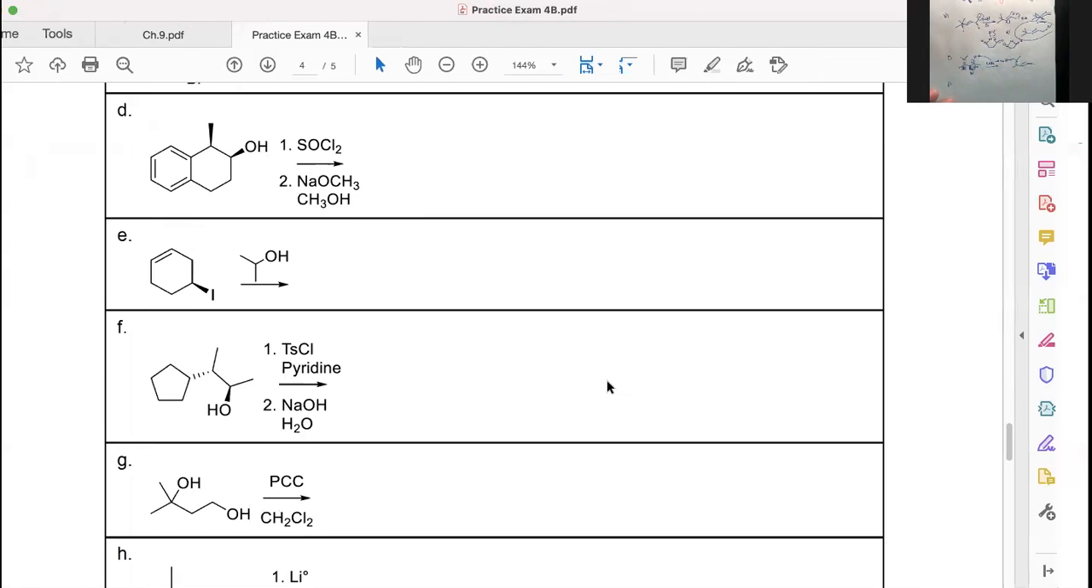Okay, so in part D, it looks like we have some sort of secondary alcohol starting material. And we're treating it with SOCl2. So that tells me SN2 pathway. So then the product of step 1 is going to be something that looks like that. The chlorine's on a dash. And then in step 2, it looks like you're treating it with sodium methoxide and methanol. So basically this is telling me, I think elimination, I think E2. You guys should think E2, that's a strong base.